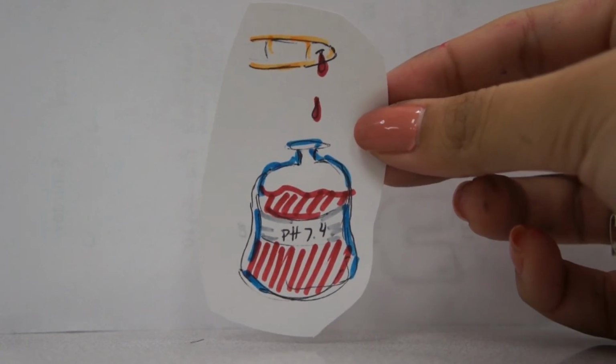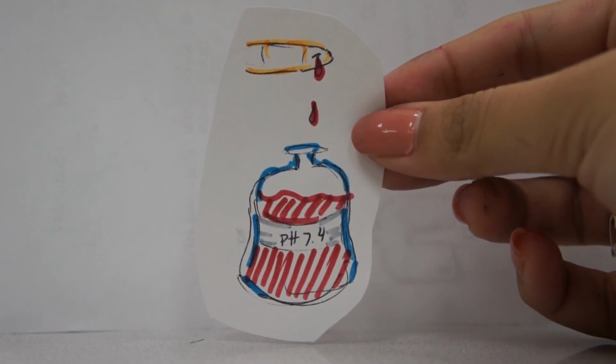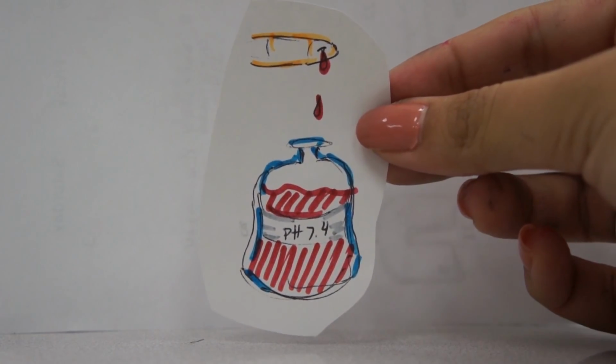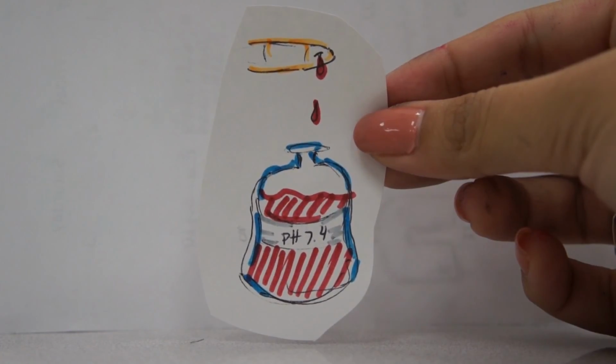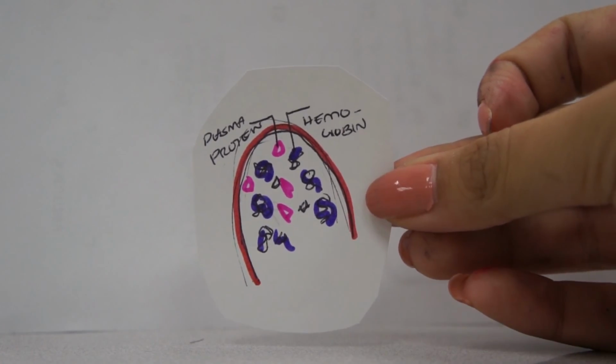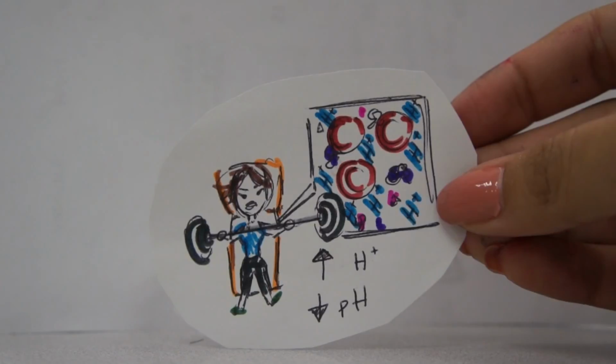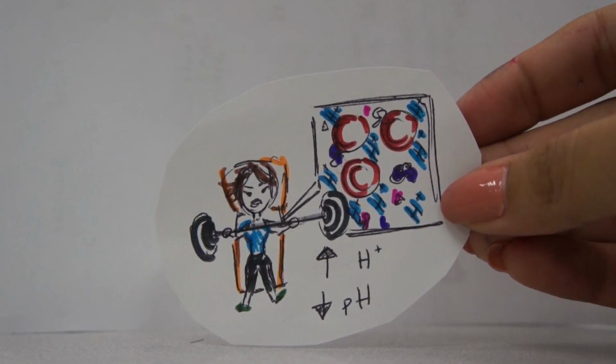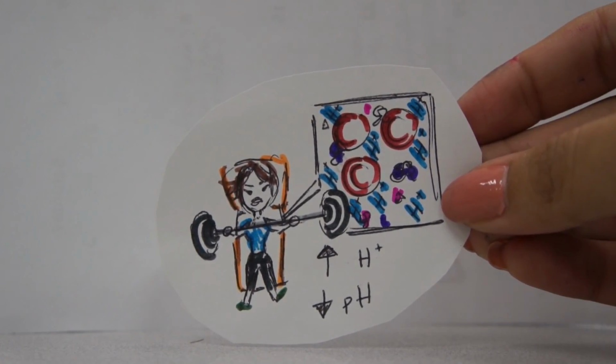The normal blood pH is about 7.4, which is very slightly alkaline. The decrease in pH is due to dissociation of carbonic acid. Under normal circumstances, buffering of hemoglobin and plasma proteins prevents any change in pH. But when you are exercising heavily, the buffering mechanisms are overtaxed, and the excess hydrogen ions lower the pH.